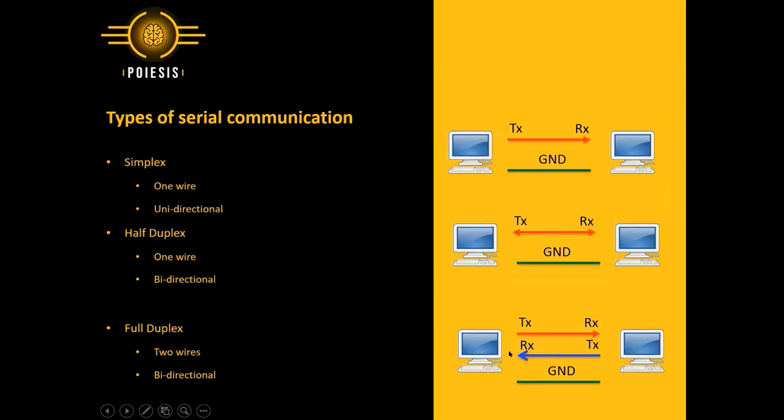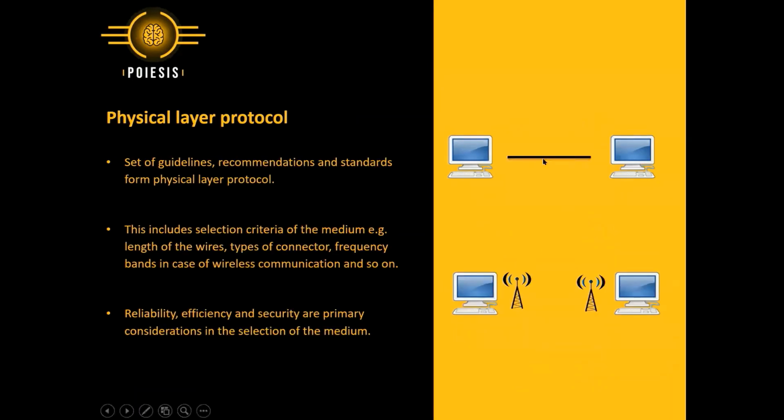Majority of microcontrollers, SoCs, computers, and other electronic systems support full duplex serial communication. So you always find TX and RX lines on these chips. The role of physical link, medium, or channel is most crucial when it comes to data communication. This is why we have several guidelines, recommendations, and standards to help us choose the right medium to connect our systems.